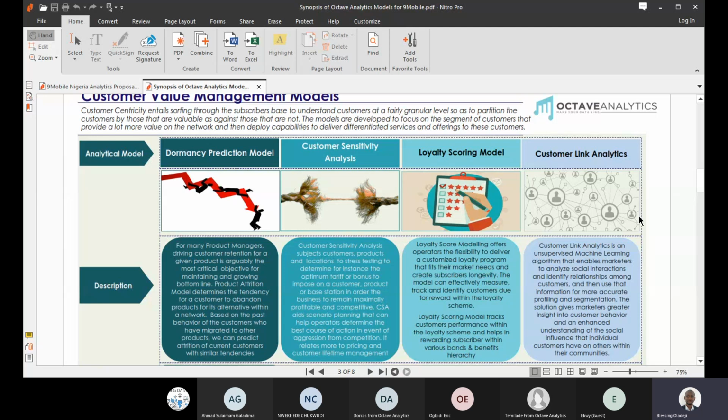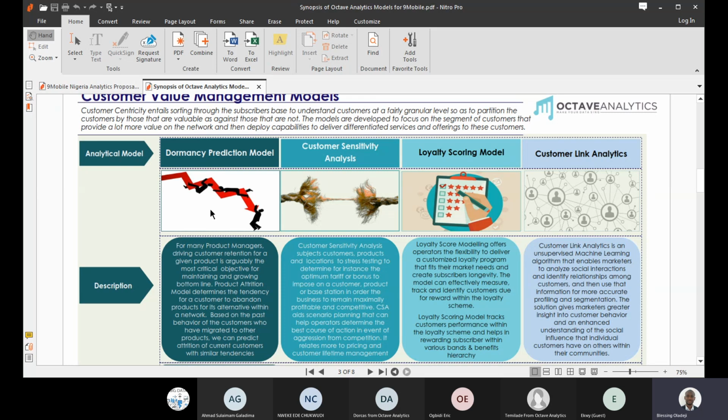However, it's also applicable to other industries that are not necessarily telecom. So the first one here is what we call dormancy prediction. If you look at a bank, for instance, at some point, if a customer does not generate transactions after a while, the customer becomes dormant.